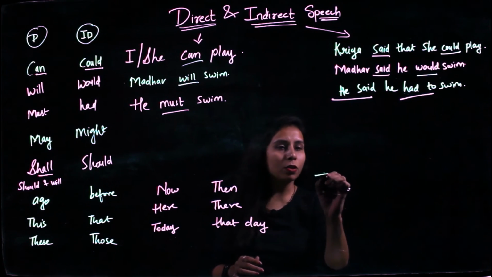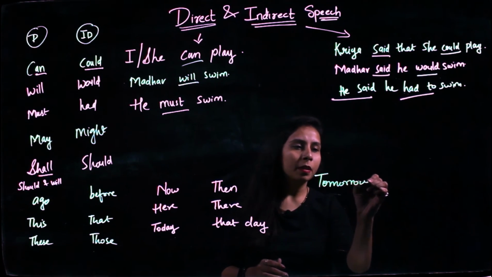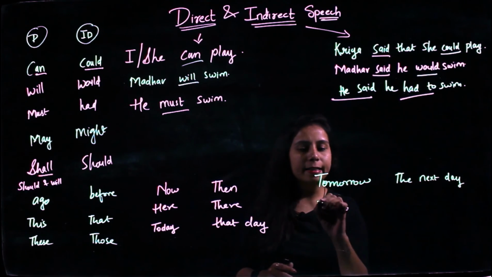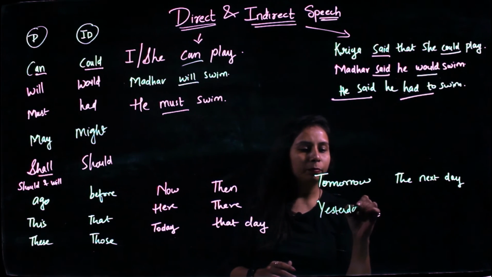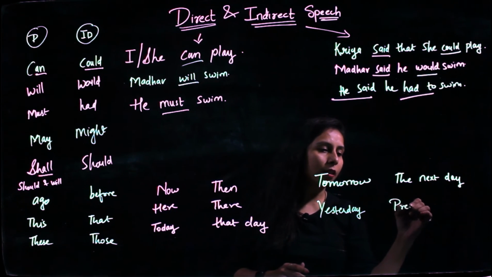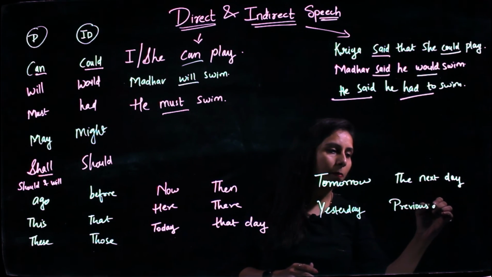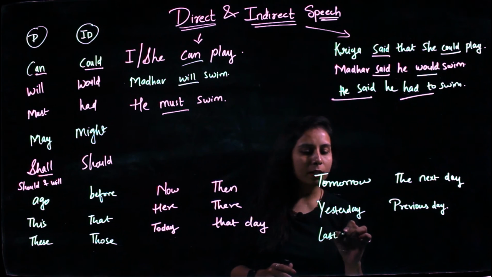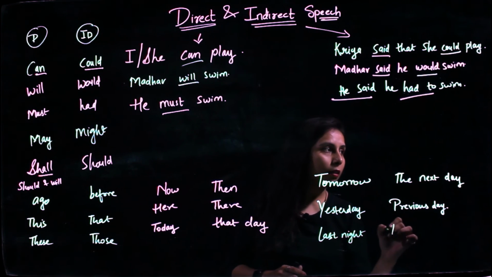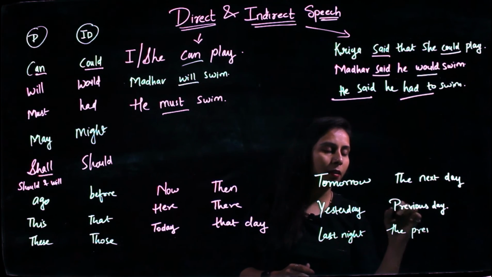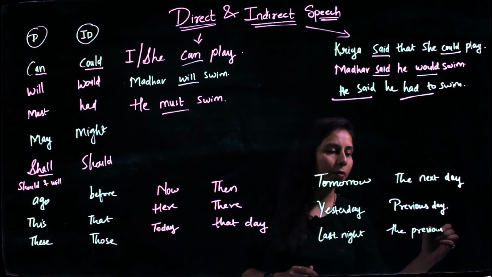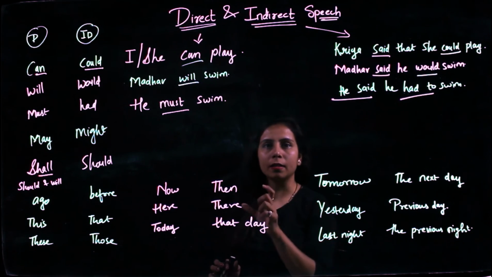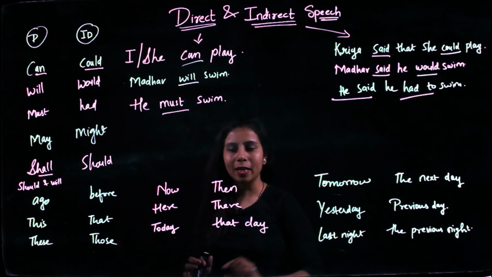All right. Then we talk about tomorrow, which changes into the next day. Yesterday changes into the previous day. You can say the previous day. Okay. Last night changes into the previous night. We add the in the beginning because it is important. We are talking about it specifically now. That's why we need to add the. We did talk about it in articles, a and the. When things are important, we add the in the beginning.